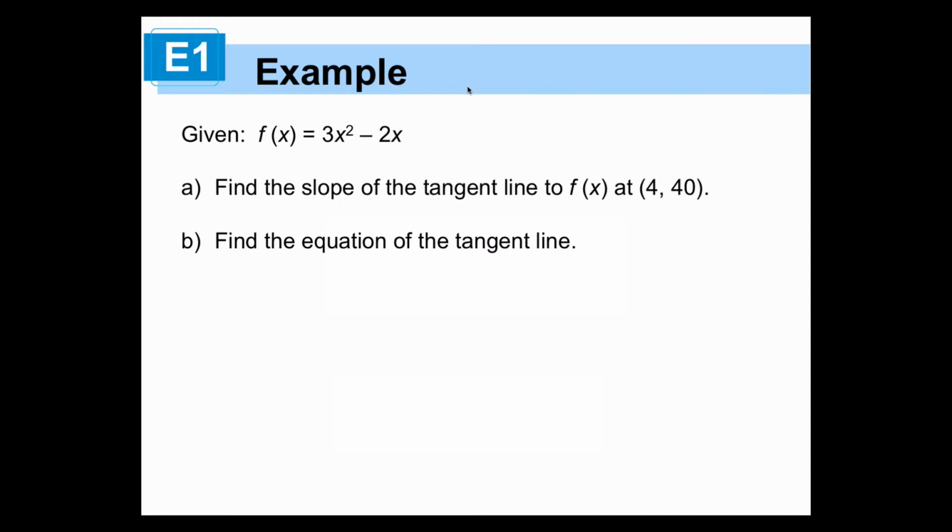So, let's do it. We want to find the slope of the tangent line at the point (4, 40), and then use that to find the equation of the tangent line. So, simple question. What are the two things you need for the equation of a line? Slope and a point, very good. So we're going to start with the slope. We already have the point, and we'll go from there. Okay, here we go.